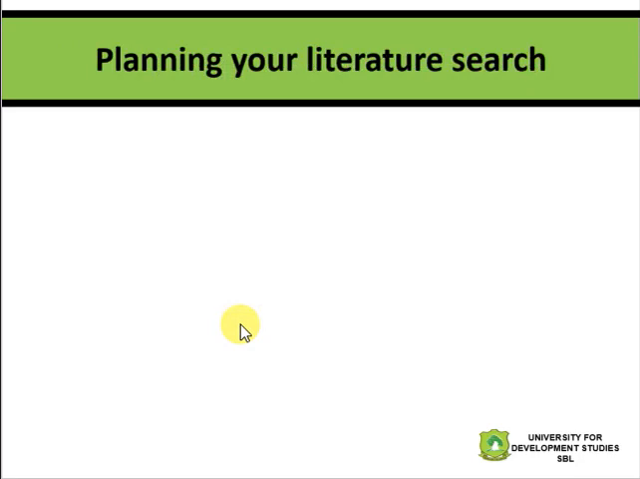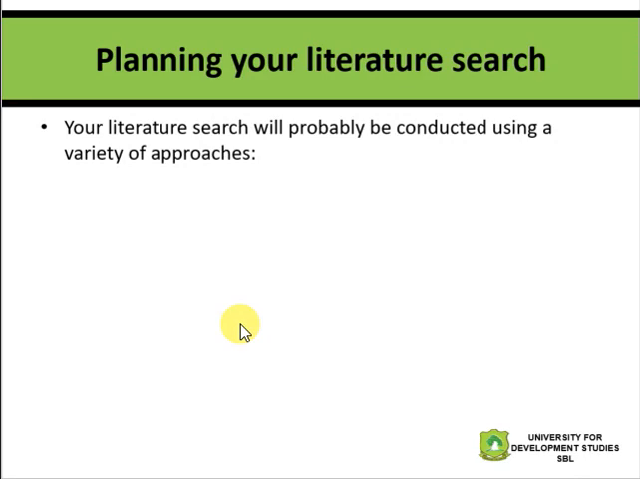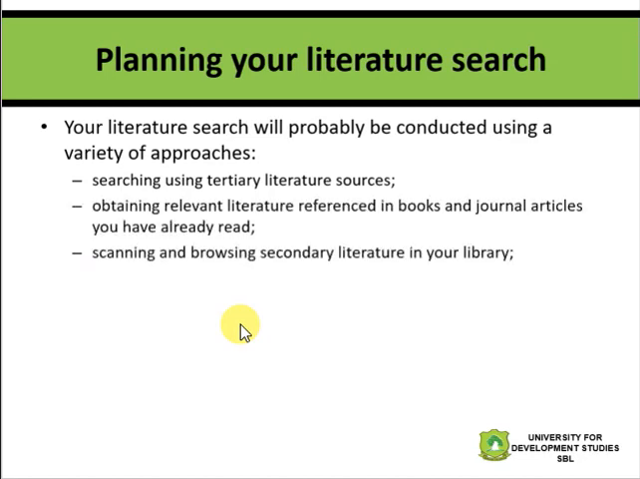So your literature review search would probably be conducted using a variety of approaches. You can search using tertiary sources, you can search using primary sources, you can obtain relevant literature referenced in books and journals that you have already read. You can scan and browse secondary literature in your library, you can search using the internet, and many others.